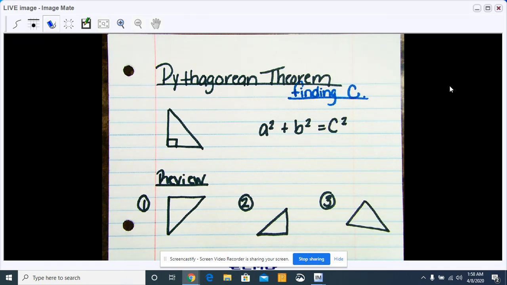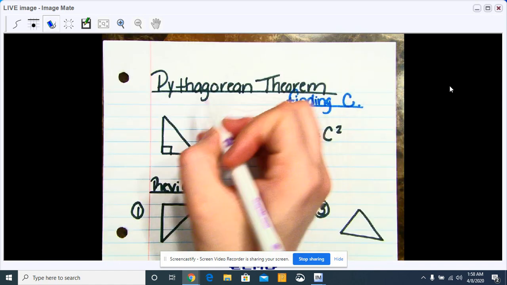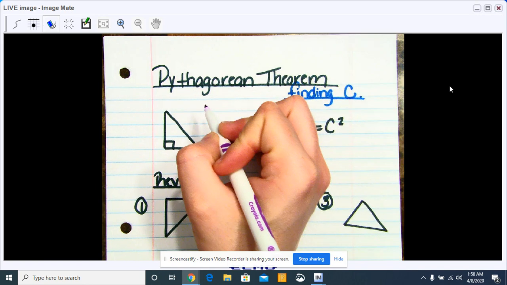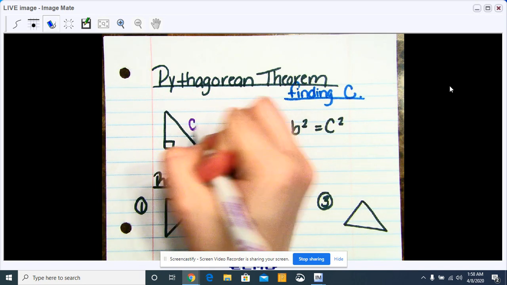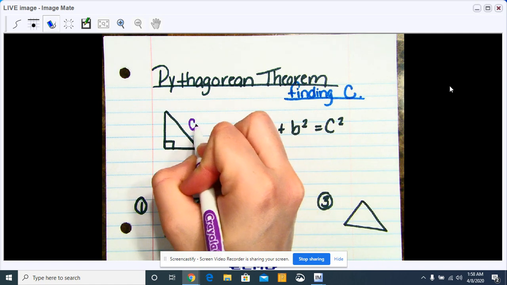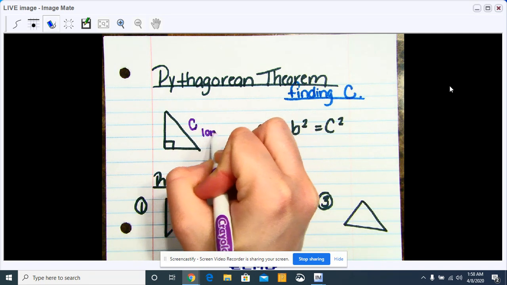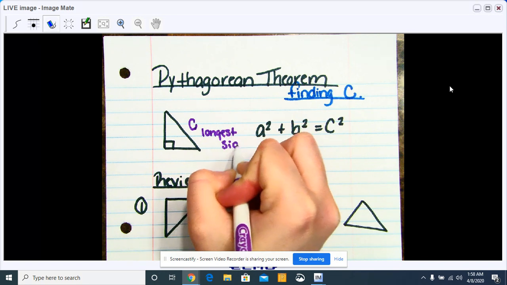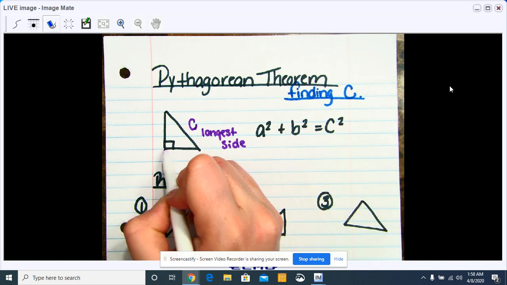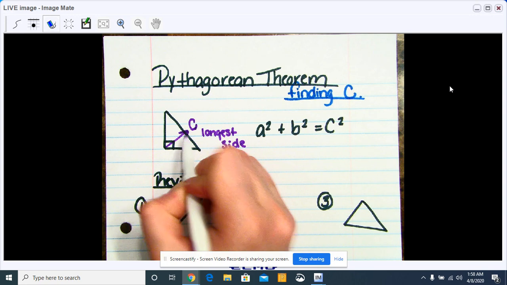So first, I wanted to review what the formula is and then also label the parts of the triangle. As you remember from the intro video, we had a new vocabulary term called the hypotenuse, and that is our longest side, and it's going to be labeled with C. Again, it is always the longest side, and it is always right across from your right angle.